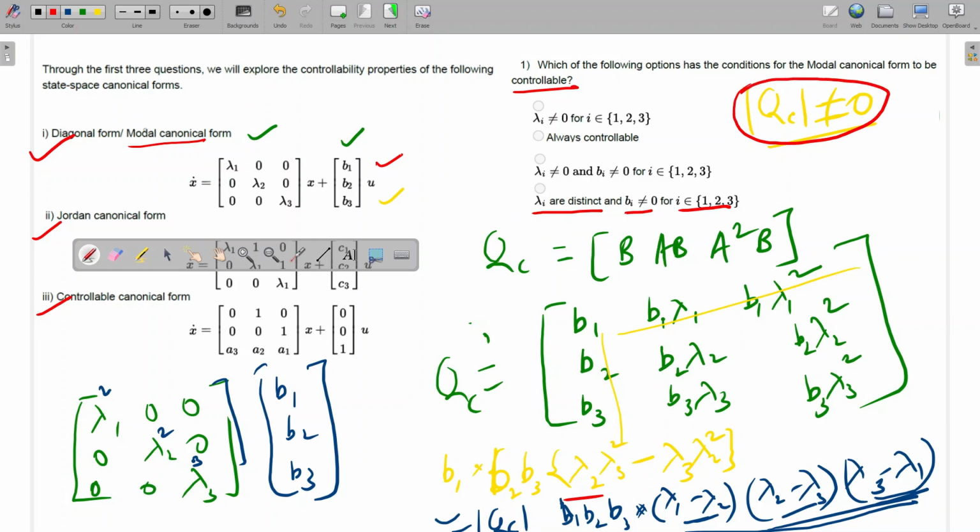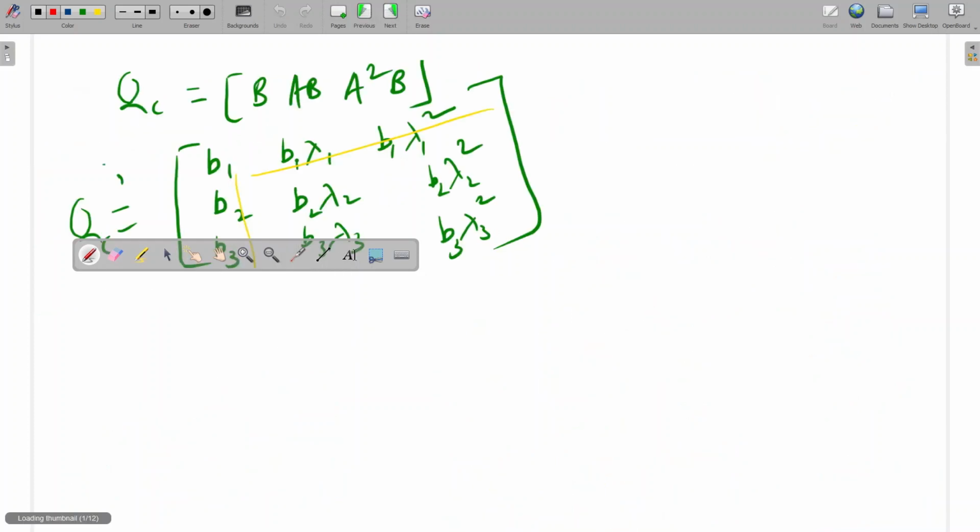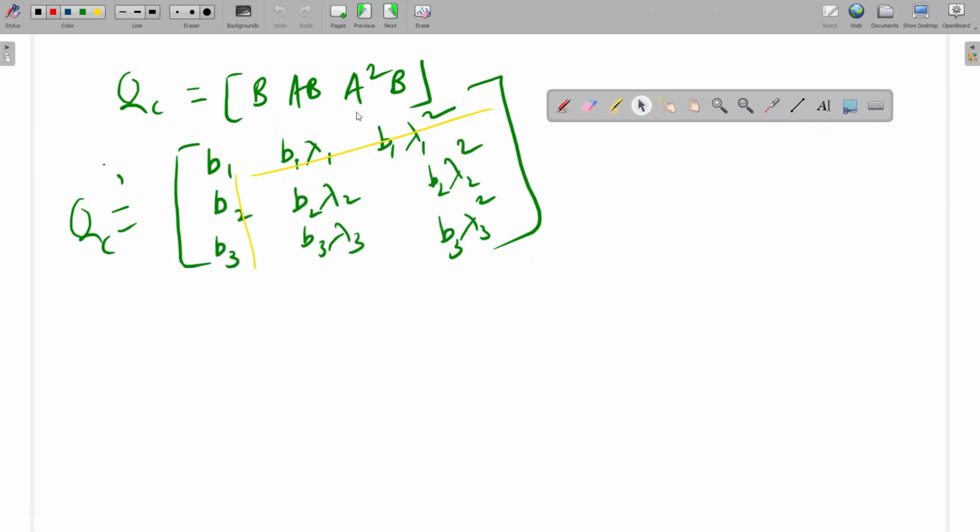Okay, so this is the correct option. I'm going to simplify it. First we'll take b1 into b1, so b2 b3 will come here. b1 b2 b3 we can write, and then in the bracket will come lambda 2 lambda 3 square minus lambda 3 lambda 2 square.